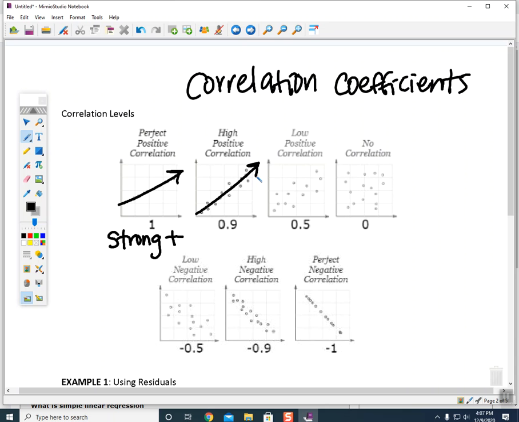And then we also have low positive correlation. You can still see that there's a trend in these moving upward. So I can still kind of draw a line of best fit in there. But the points are more spread out. So this would be an example of weak positive correlation. We're used to no correlation. That's just random dots placed places.